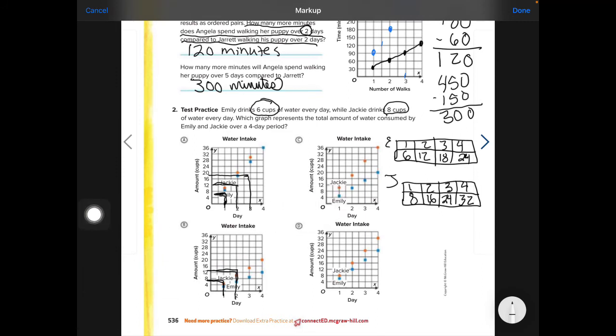All right, let's try C. Emily's coordinates 1 and 6. That's maybe. Okay, 2 and 12. So I come up 2 and 12. That's not quite where it needs to be. Let's see what the next one does. 3 and 18. Well, I have it that it would be a little bit higher. So let's try 4 and 24. Nope, that coordinate is not in the right spot. Okay, maybe D is our sweet spot.